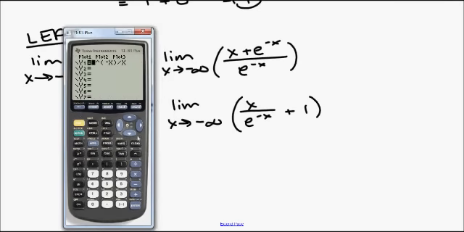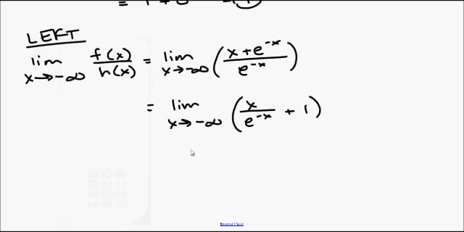So y equals x divided by e to the negative x. And as we look towards the left, towards negative infinity, you see that the y value here is approaching 0. So the limit of this is 0, plus the limit of a constant is 1. So we get 1, and that checks out also. So those were the right and left end behavior models of this graph.